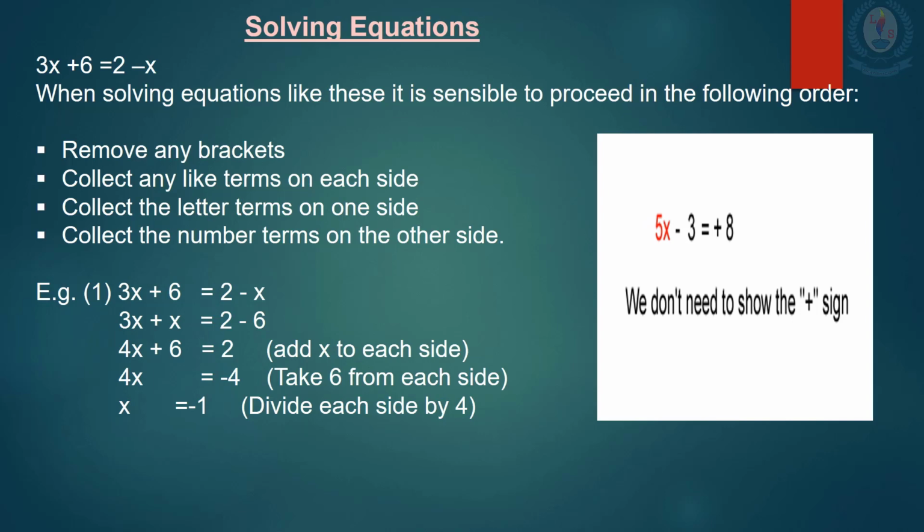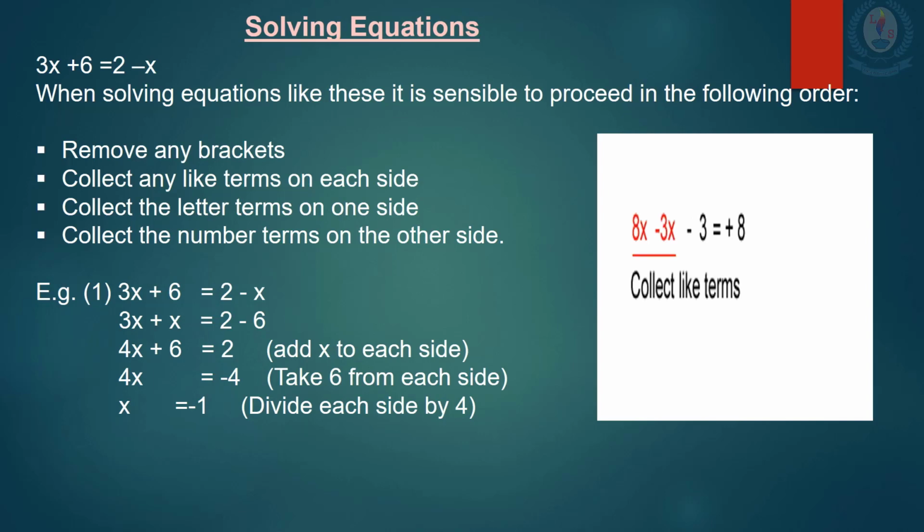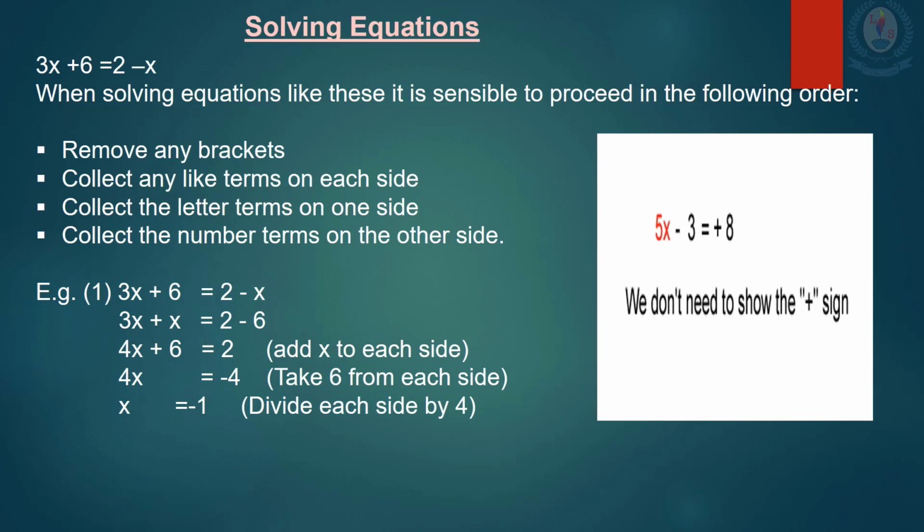If there is any bracket, you have to remove that bracket. Then you have to collect any like terms on each side. Collect the letter terms on one side. Collect the number terms on the other side. So here you can see one example. 3x plus 6 equals minus x. So the first step, if there is no bracket, you have to collect the like terms on each side. Then you have to collect the letter terms on one side, number terms on the other side.